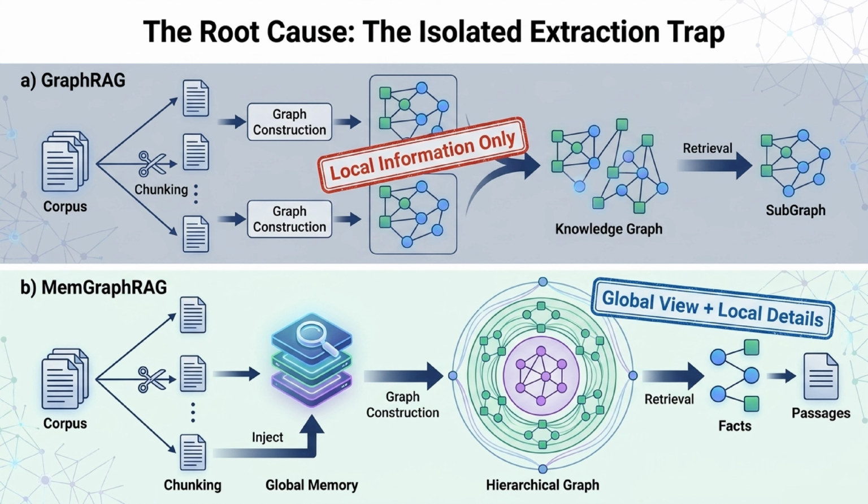The root cause of this paradox lies in the isolated extraction trap. Traditional GraphRAG chunks documents and builds knowledge graphs using local information only. MemGraphRAG shatters this limitation by injecting a global memory system, creating a hierarchical graph that beautifully combines a global view with local details.